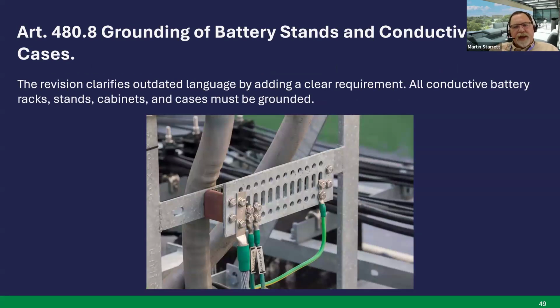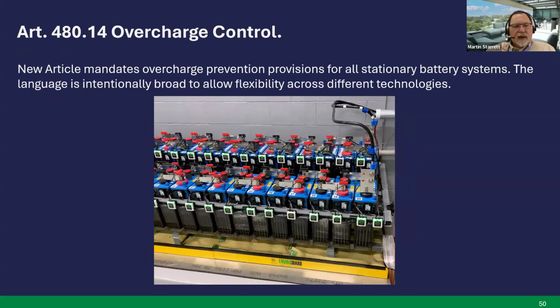480.8, grounding of battery stands in conductive cases. The revision clarifies outdated language by adding a clear requirement. All conductive battery racks, stands, cabinets, and cases must be grounded. Next slide. Article 480.14, overcharge control. The new article mandates overcharge prevention provisions for all stationary battery systems. The language is intentionally broad to allow flexibility across different technologies. Next slide.